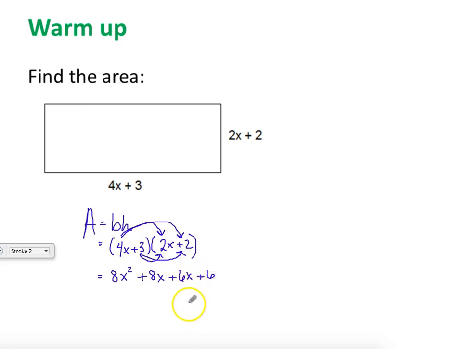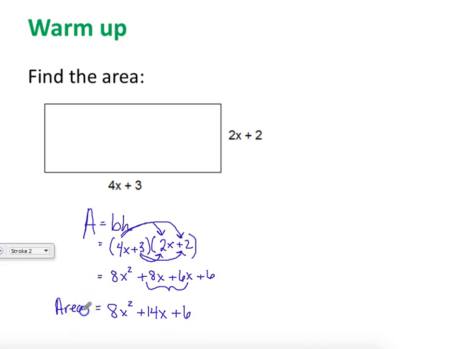Then we're going to use our algebra skills and combine any like terms. The only like terms I see are our middle x terms. So we're going to have 8x squared. When we add 8 plus 6, we get 14. So we're going to add 14x and then plus 6. And that is our area.